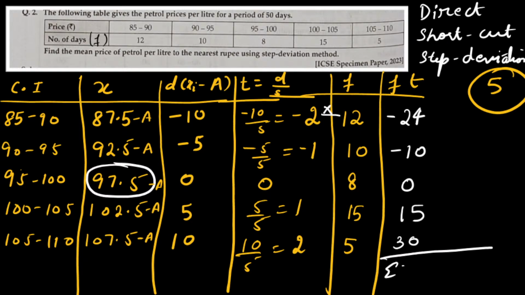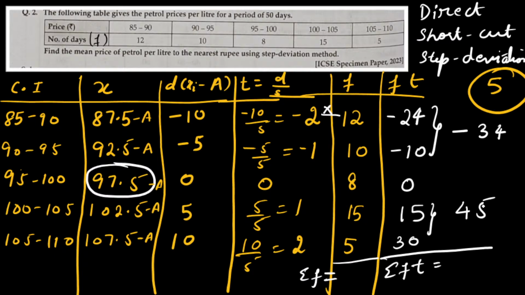So here we need sigma ft, summation of ft, and sigma f also we need. That both we need. So you have to tell me, if I add these two, I'll get my answer as minus 34, because minus minus plus with a minus sign. If I add these two, I'll get 45. Now 45 minus 34 I have to do. 45 minus 34, 5 minus 4, 1. 4 minus 3, 1.